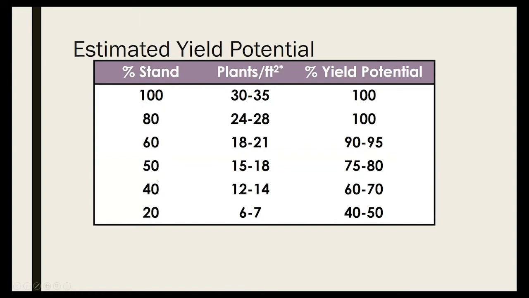When we drop down to even a 40% stand, check this out, 12 to 14 plants per square foot, we still have 60 to 70% of our yield potential because of the ability of wheat to compensate for that and send up multiple stems or tillers from the same plant. And then finally, a 20% stand has only 6 to 7 plants per square foot, and you still get about a 50% yield on something so low because of the ability of that plant to compensate.